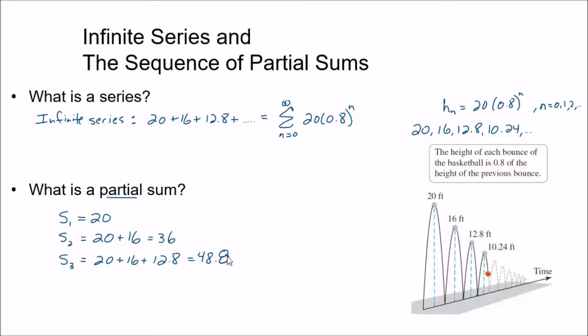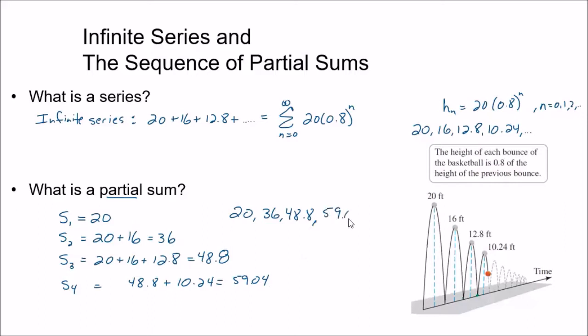So you can see the partial sums themselves are creating another sequence. All right, so if I look at the partial sums, the first sum is 20, the sum of the first 2 terms is 36, the sum of the first 3 terms is 48.8. Let's do one more. The sum of the first 4 terms would be 48.8 plus the next one, 10.24, which would be 59.04.